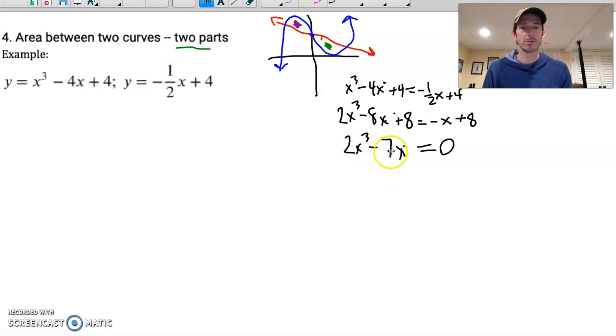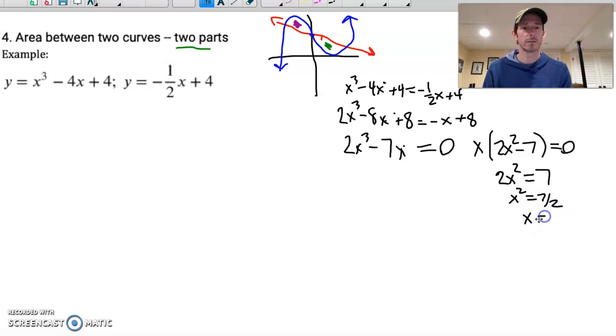This doesn't look very friendly, but I do have a GCF of x. So if I factor an x out of this, I would have 2x squared minus 7 left. And here is my first point of intersection, which is x value 0, which is right there. And this gives me my other 2. So unfortunately, I have to set that separate one equal to 0. So I add 7, divide by 2, and great. My other 2 are plus and minus the square root of 7/2. Like it or don't, there's 2 of them. I don't care. I'm going to do what I got to do. So I got to break this into 2 pieces.